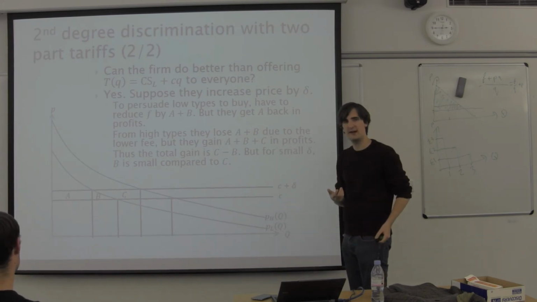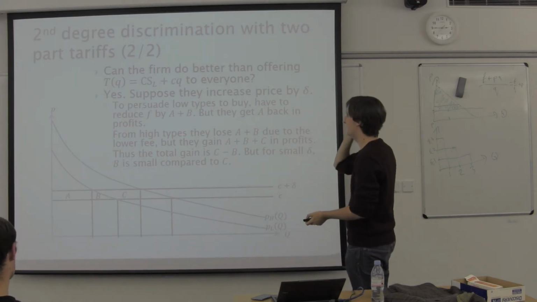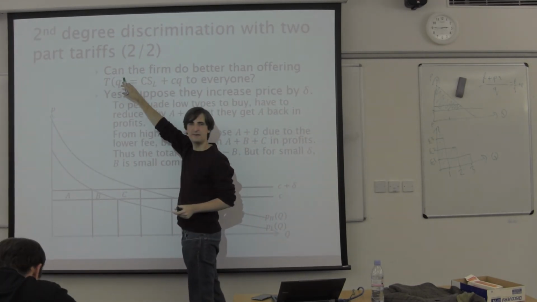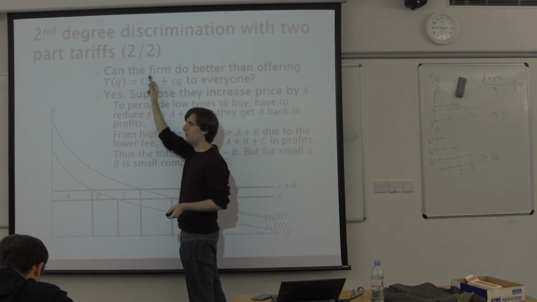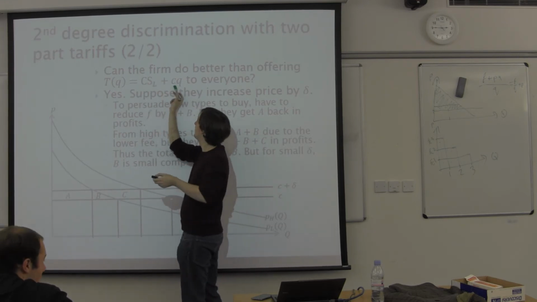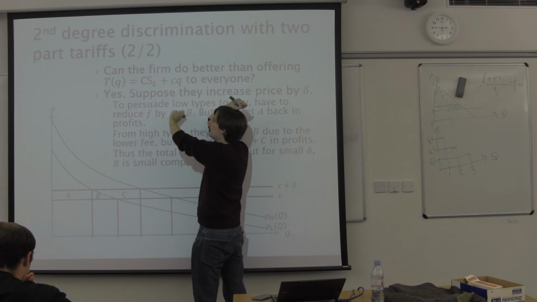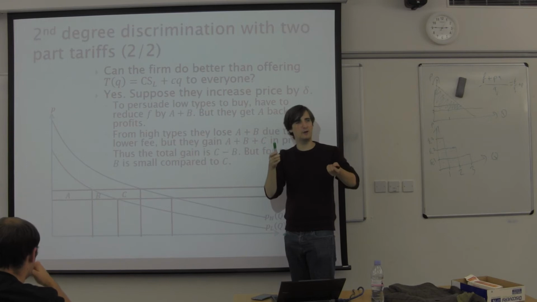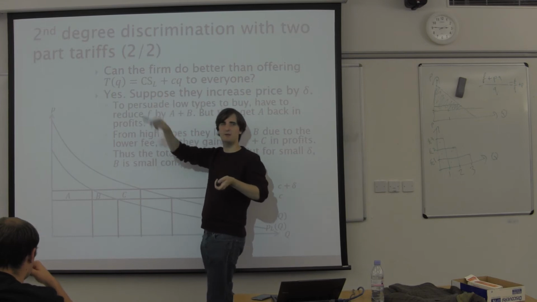Shall I go through that again, as I wasn't super clear? So we'll go back to the start. We imagine that to start with, the firm was offering this tariff where the price consumers had to pay was some fixed cost that was equal to the consumer surplus of the low types under perfect competition, plus an extra price that was the marginal cost times the quantity that they demand. So to start with, the low value consumers were just indifferent between buying and not buying. Because if they buy, they pay their consumer surplus and the fixed cost, and then they get it back from buying the good.